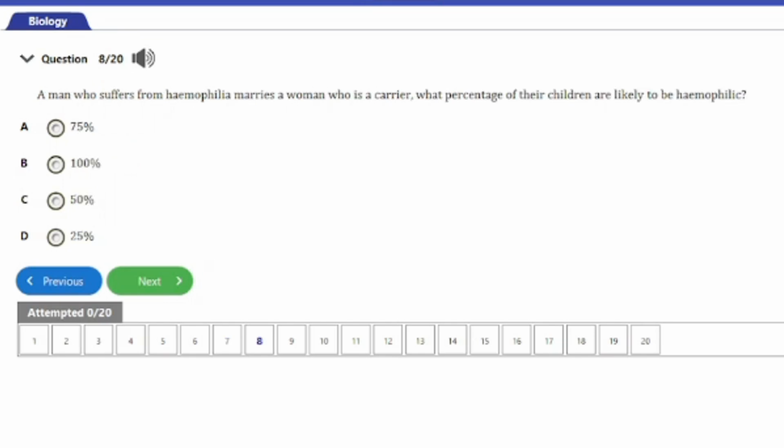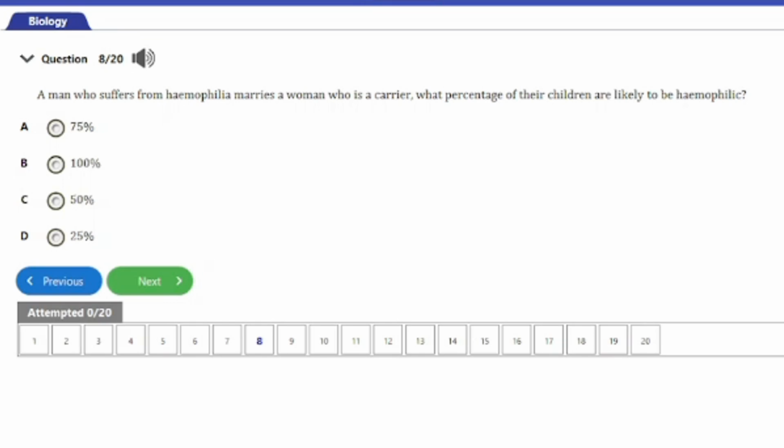Question number 8. It says, a man who suffers from hemophilia marries a woman who is a carrier. What percentage of their children are likely to be hemophilic? A, 75%, B, 100%, C, 50%, D, 25%. So guys, the correct answer to this question is option C, and that's 50%.